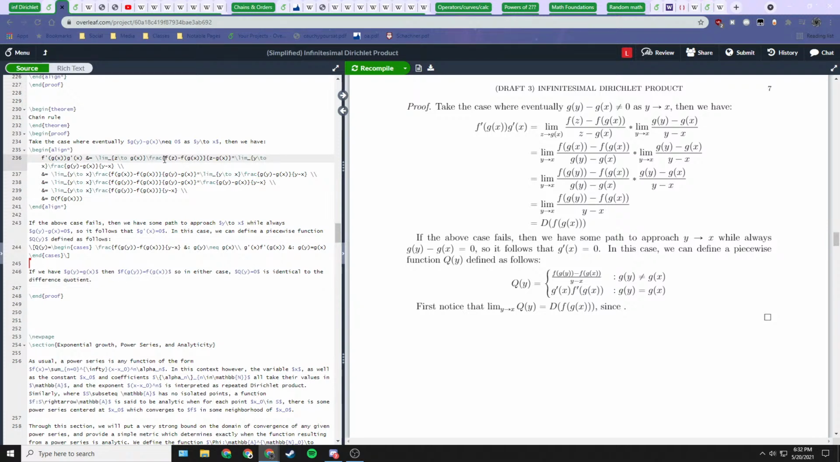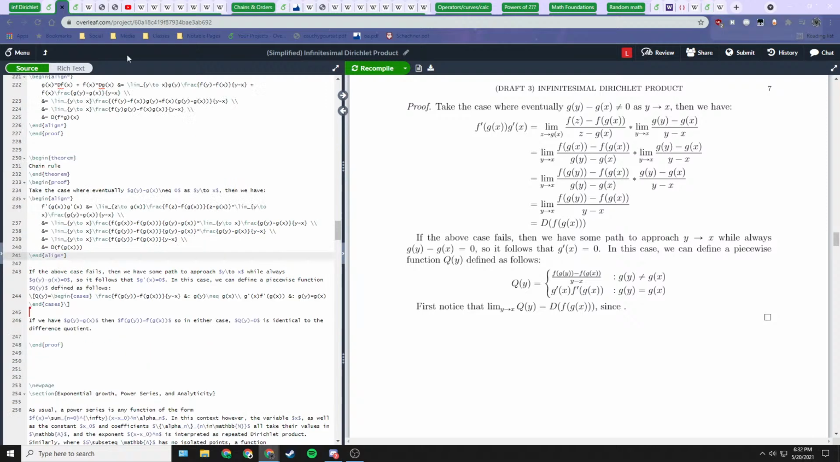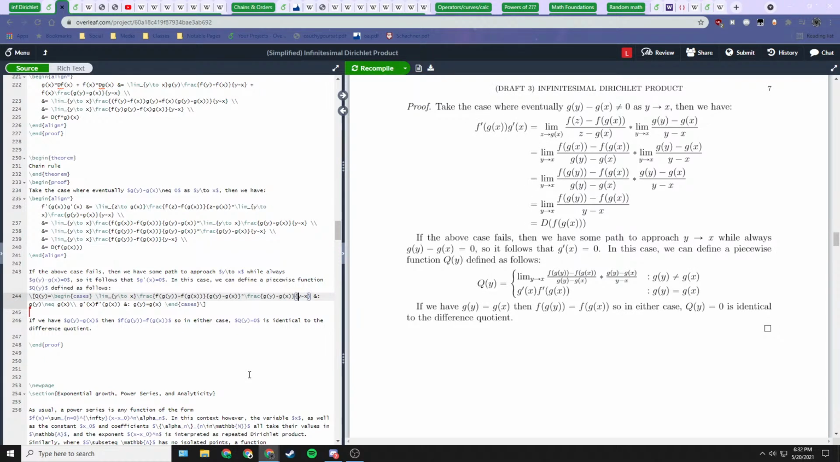Actually, we want to do this full split-out thing. Otherwise we have this. So if we have blah blah blah, actually what we can do is take this whole thing and split it up like this. I also don't want to have a limit there inside the piecewise function. That's the thing we're taking the limit of.